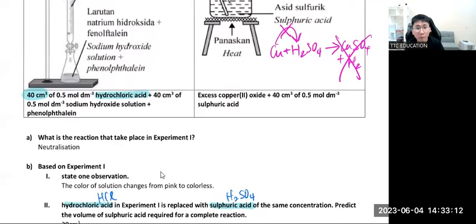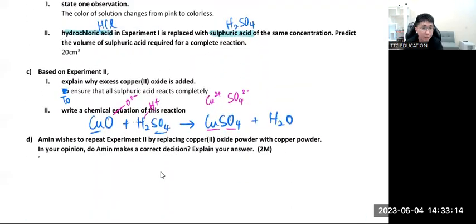Then why can copper oxide? Because copper oxide is not a displacement. Copper oxide is like exchanging partners. Exchanging partners doesn't care about reactivity. Only displacement cares about reactivity. So from here you have to say no, and then you say copper metal does not react with acid.